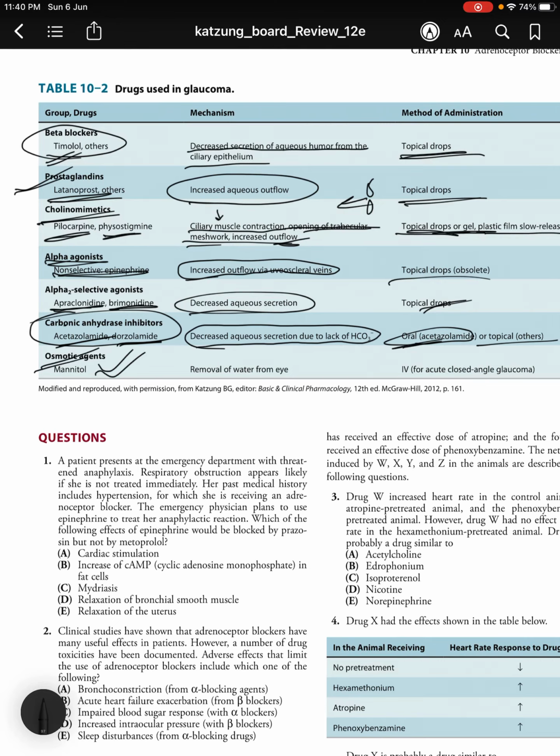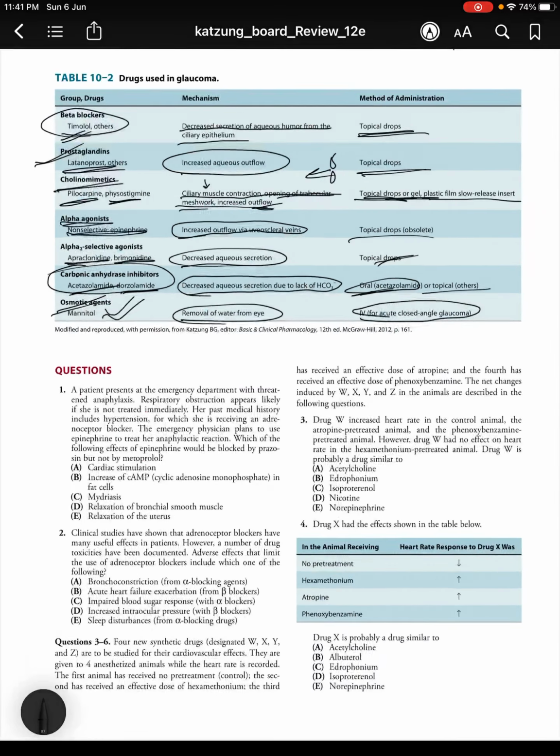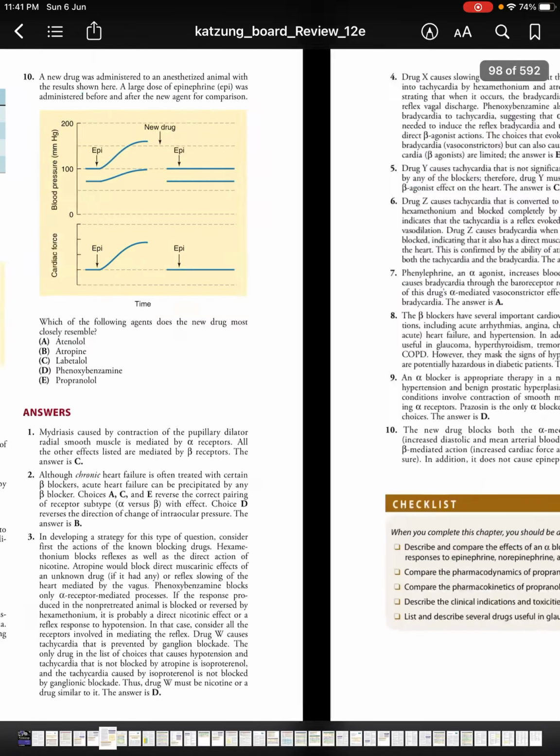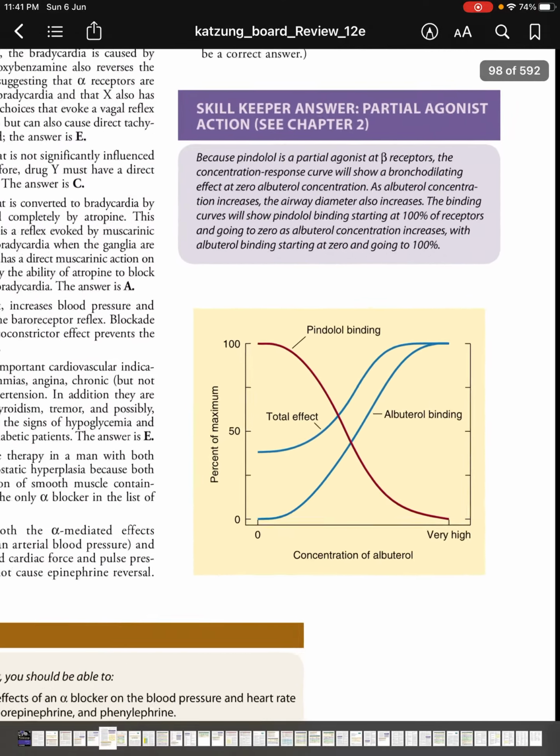You also have mannitol, which is an osmotic agent. It removes the water from the eye, and it is used for acute closed angle glaucoma through the IV route. So that's it for this chapter.